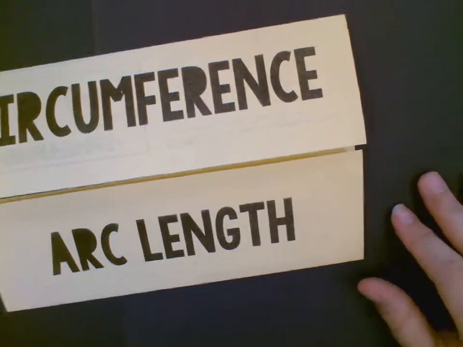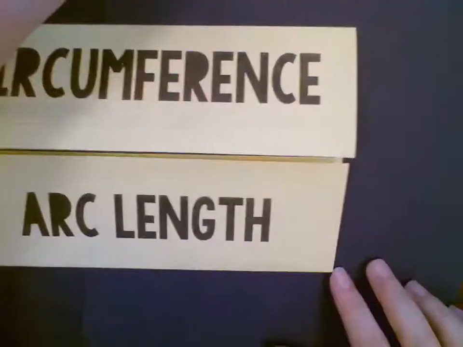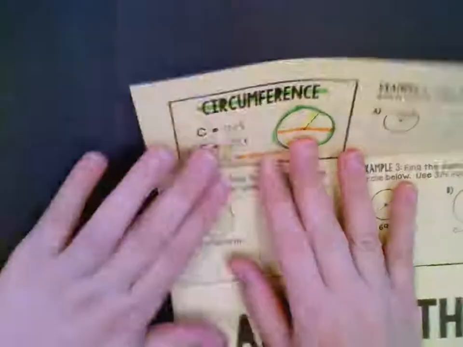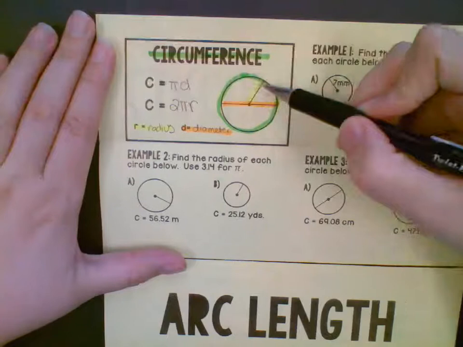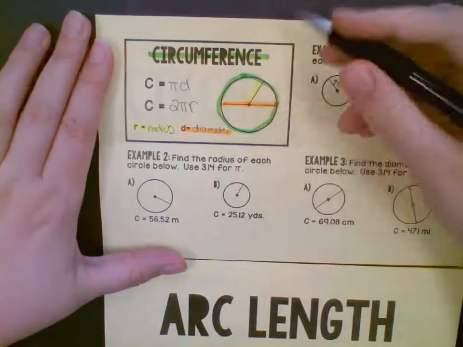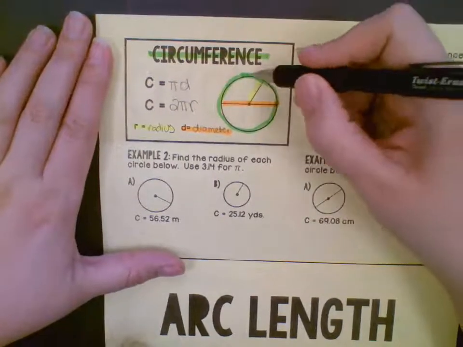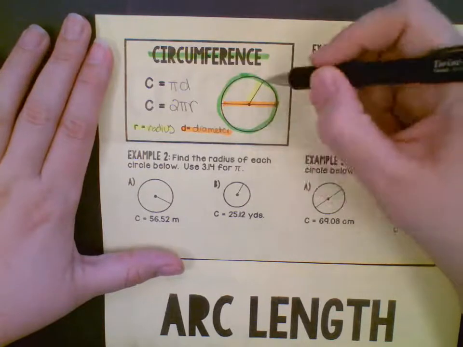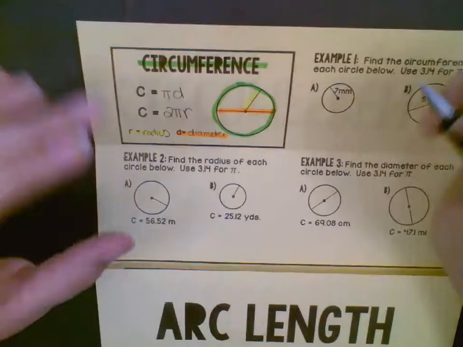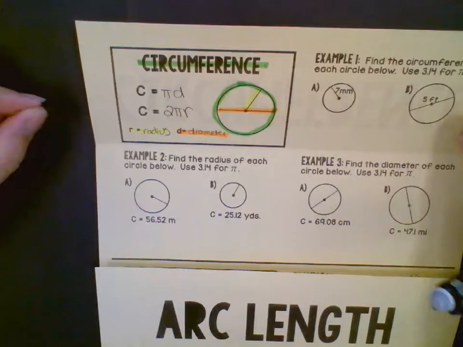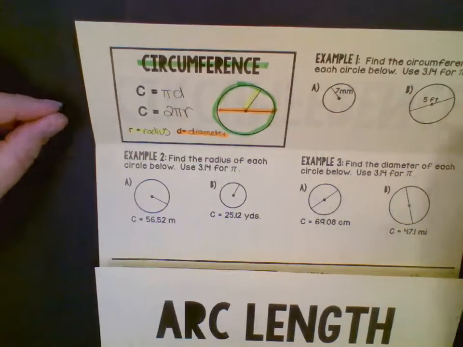So let's start by talking about circumference. This hopefully will be a review for you. The circumference is the distance around the shape, or the distance around the circle, because circumference only applies to circles. I used the green highlighter to show you what the circumference of the circle would be. If we unrolled the circle, it would be how long the string would be that would go around it.